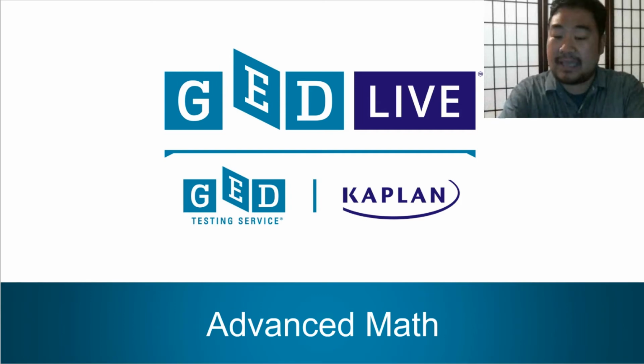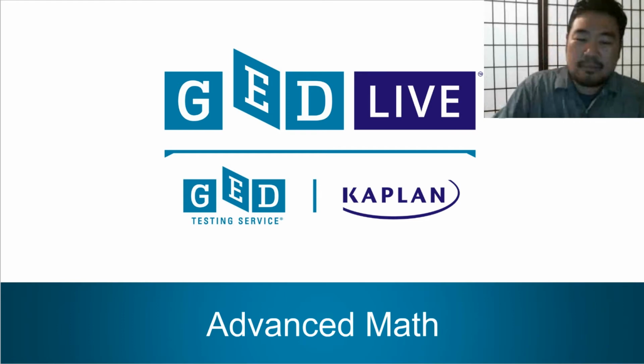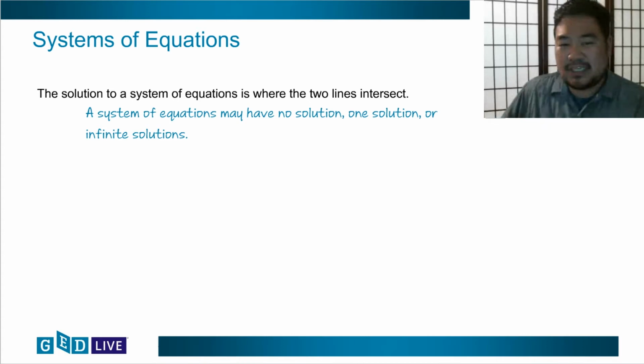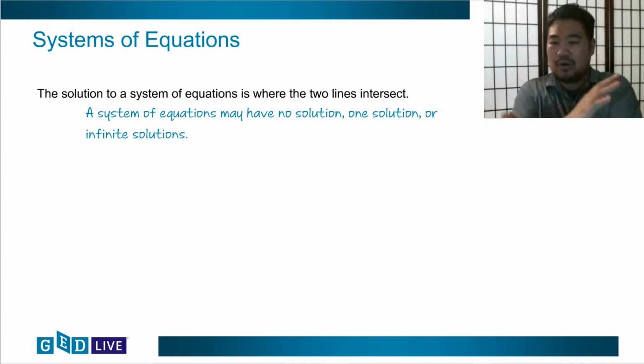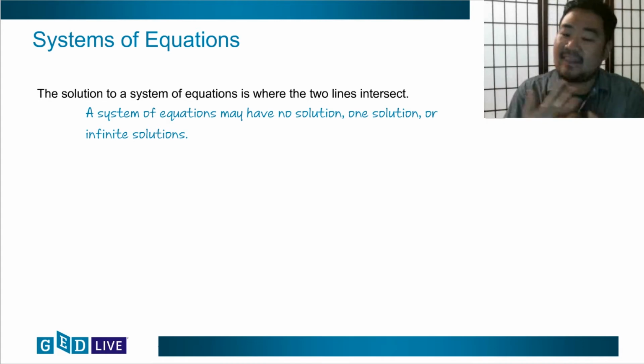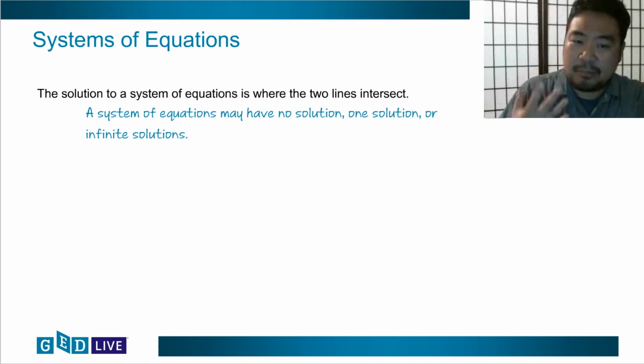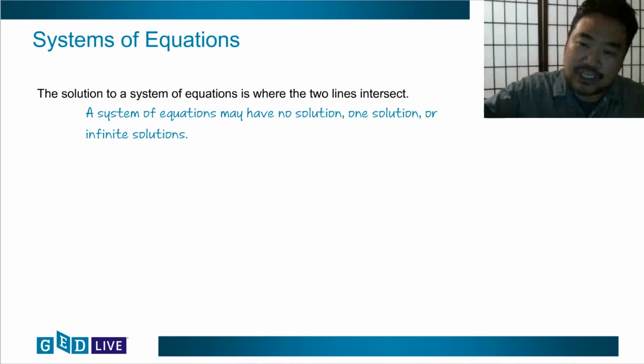Let's take a look at a couple of categories dealing with advanced math. One topic area deals with systems of equations. The solution to a system of equations is when the two lines intersect. So when you have two equations and you're trying to find the answer, the way to find it would be the point of intersection, because an equation basically means all the different ways that answer could be correct.